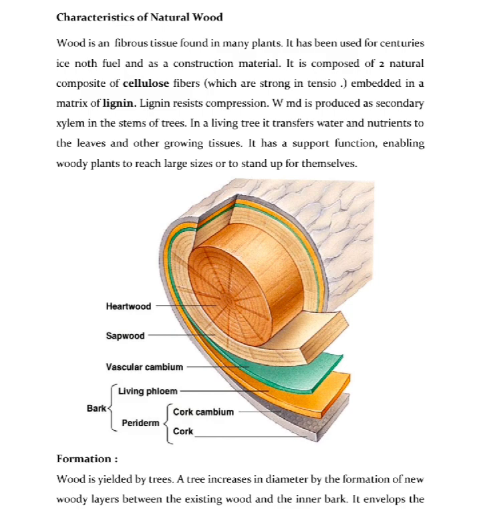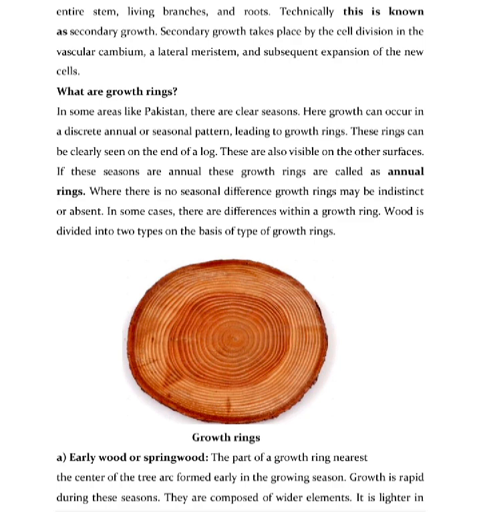Formation: wood is yielded by trees. A tree increases in diameter by the formation of new woody layers between the existing wood and the inner bark. It envelops the entire stem, living branches, and roots. Technically, this is known as secondary growth. Secondary growth takes place by cell division in the vascular cambium, a lateral meristem, and subsequent expansion of the new cells.